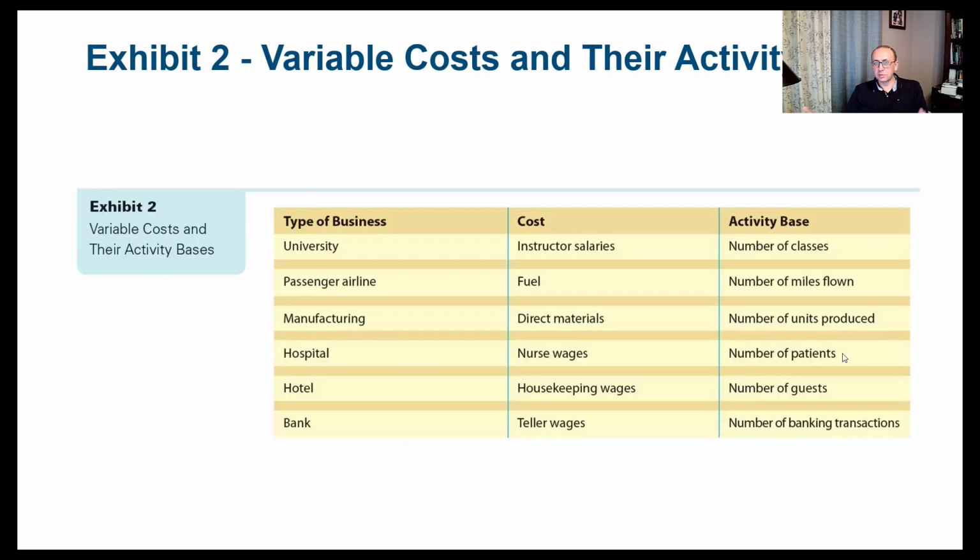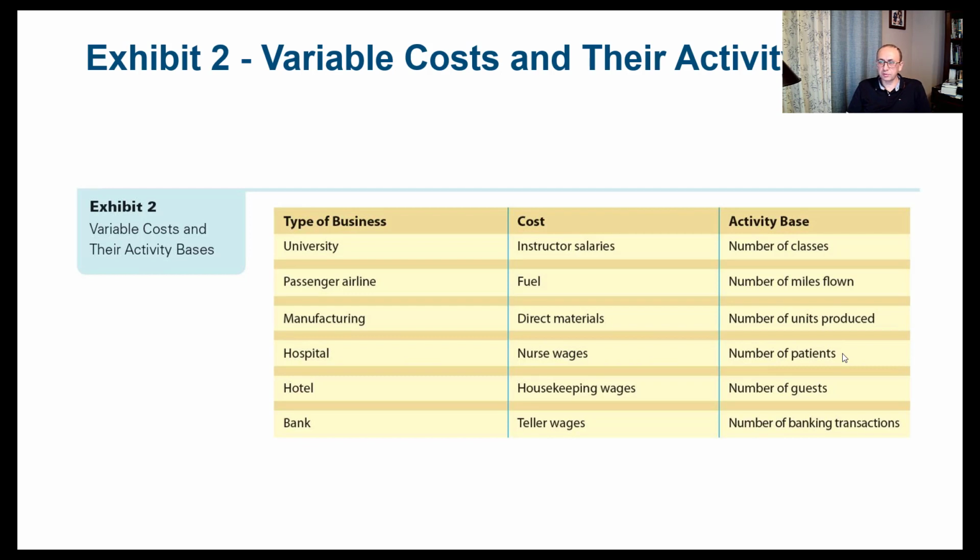Some examples of variable cost and their activity bases. For example, in universities, the cost would be instructor salaries, which would increase with the number of classes that the instructor would be teaching. For airlines, the amount of fuel, which is the cost, would increase based on the number of miles flown. In any manufacturing business, the cost of direct material would be based on the number of units produced.